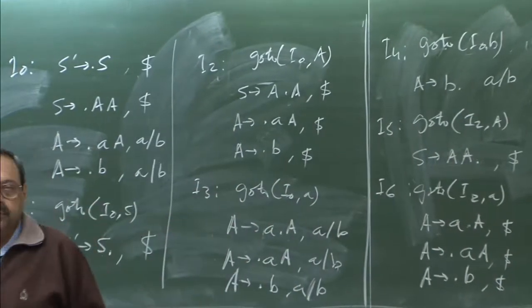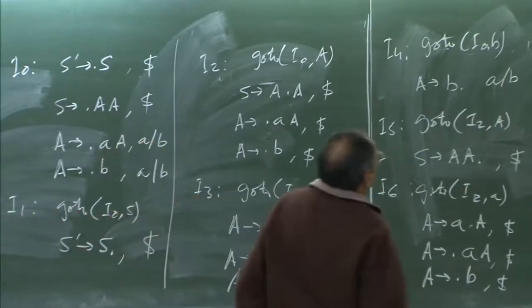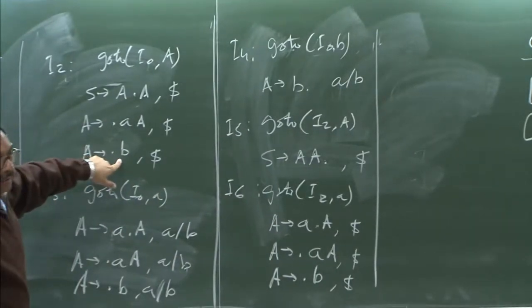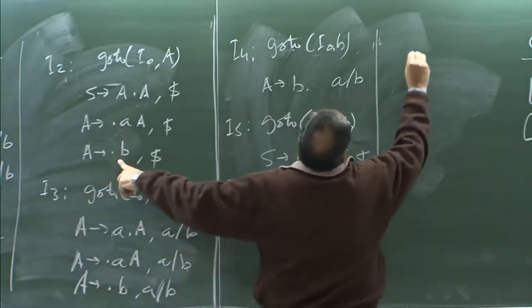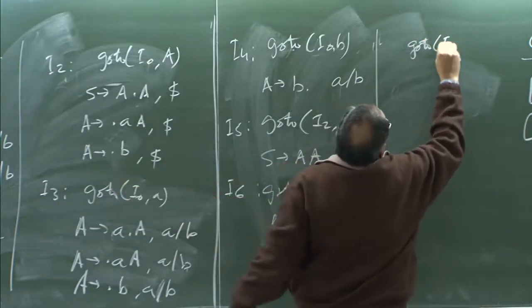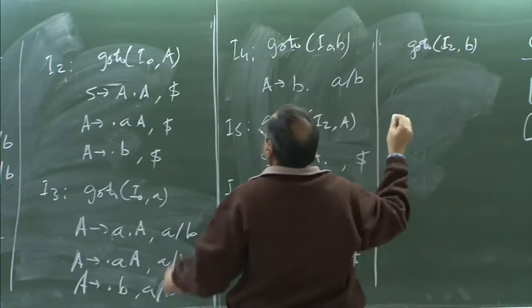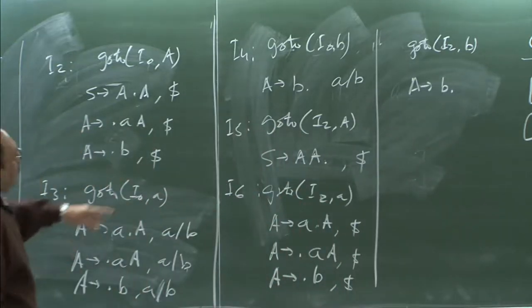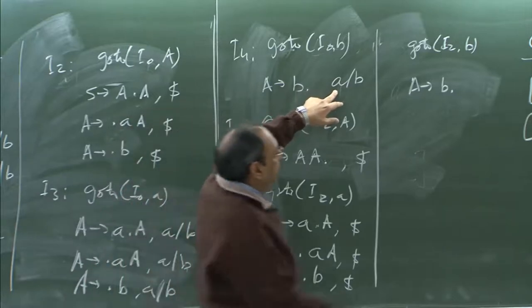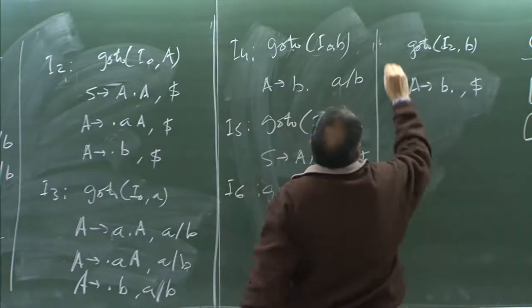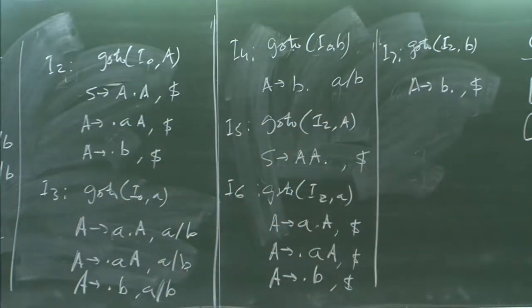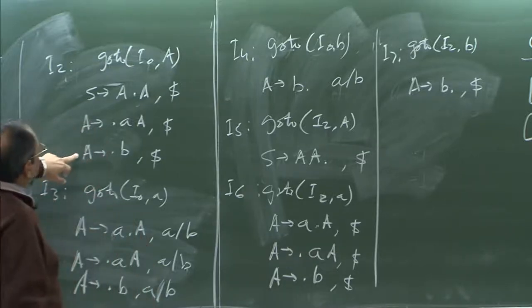Very good. Okay. So from I2, I now do a transition on B. This is going to give me go to of I2 on B, and this gives me A goes to B dot. Although I have I4, because my look ahead is different, I will call it a new state, and I call this state number 7. This will not add anything more to it, and so I have exhausted everything in I2.